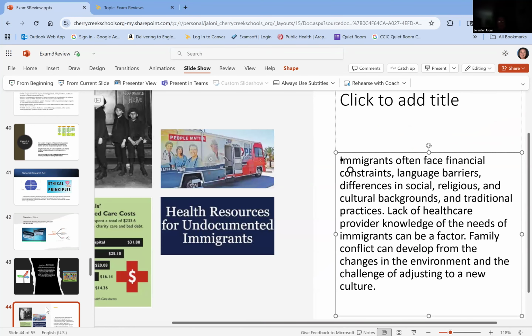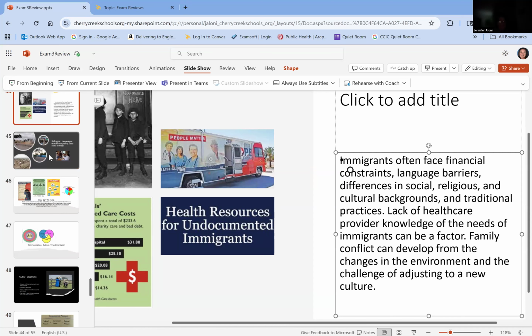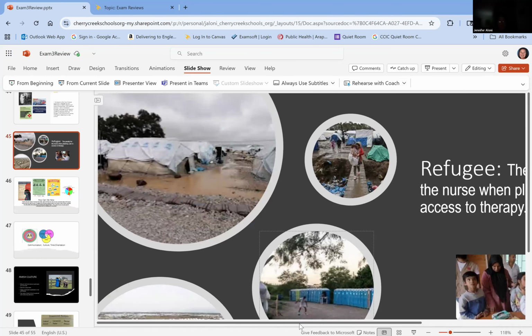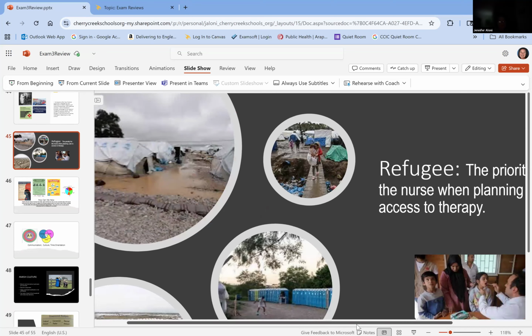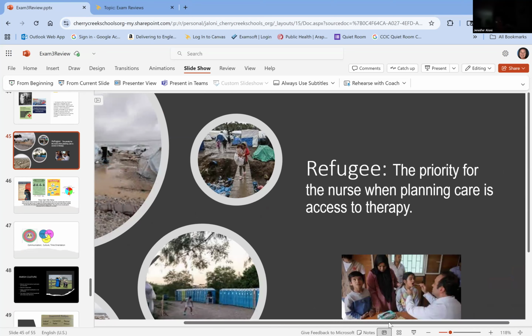Immigrants, we had a chapter on that. Immigrants often face financial constraints, language barriers, differences in social, religious, and cultural backgrounds, traditional practices, and lack of a healthcare provider. Family conflict often occurs too when we have our immigrants, if they have come from a change in environment, and the challenge is pretty difficult to adjust to. When we look at our refugees, please remember about trauma-informed care. They're coming here from another country, and our priority for them is to make sure they get care.